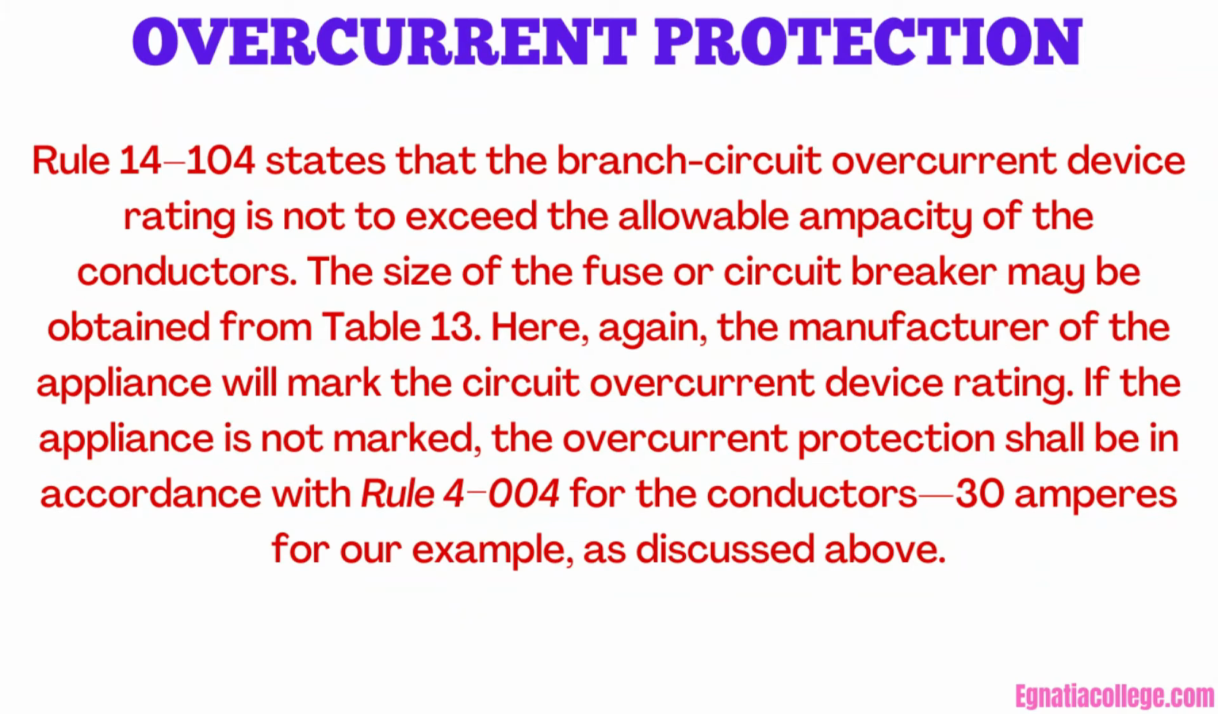Overcurrent protection. Rule 14-104 states that the branch circuit overcurrent device rating is not to exceed the allowable ampacity of the conductors. The size of the fuse or circuit breaker may be obtained from Table 13. Here, again, the manufacturer of the appliance will mark the circuit overcurrent device rating. If the appliance is not marked, the overcurrent protection shall be in accordance with Rule 4-004 for the conductors. 30 amperes for our example, as discussed above.